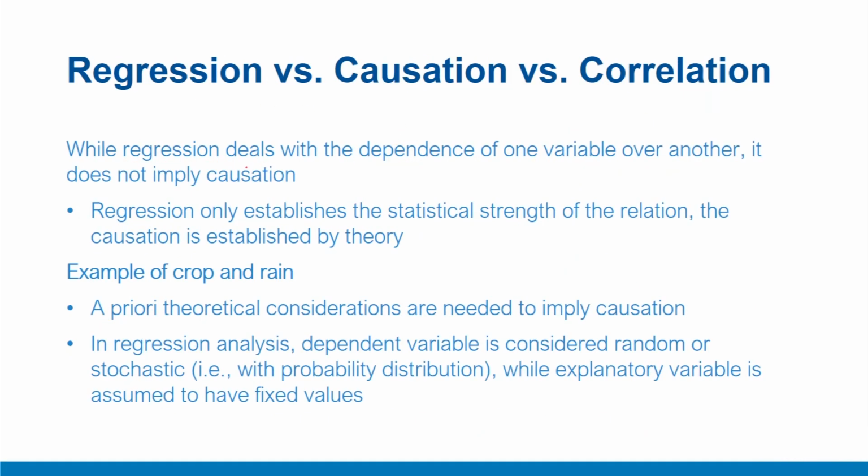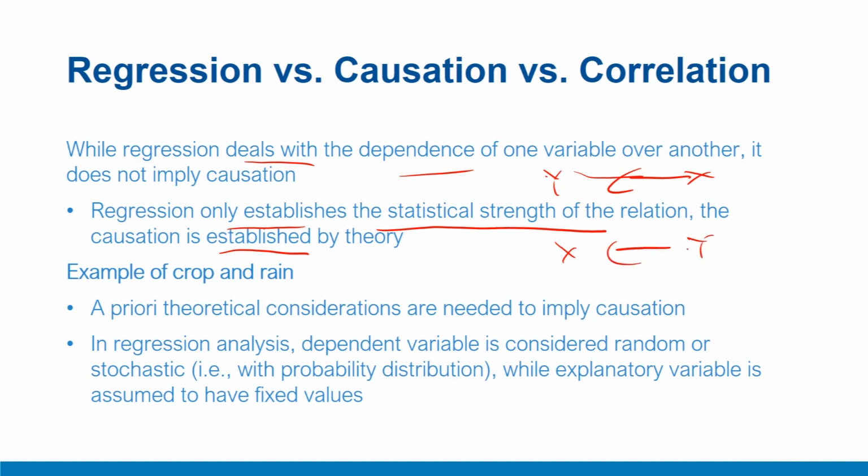Now please note here that regression deals with the dependence of one variable on another. It does not imply causation. The idea is that it only establishes the statistical strength of the relation. The causation has to be established a priori by theory. For example, if you replace x with y and put the dependence the other way around, even then the regression model, the mathematical modeling, will give you some kind of statistical relationship, which obviously may be spurious in nature.